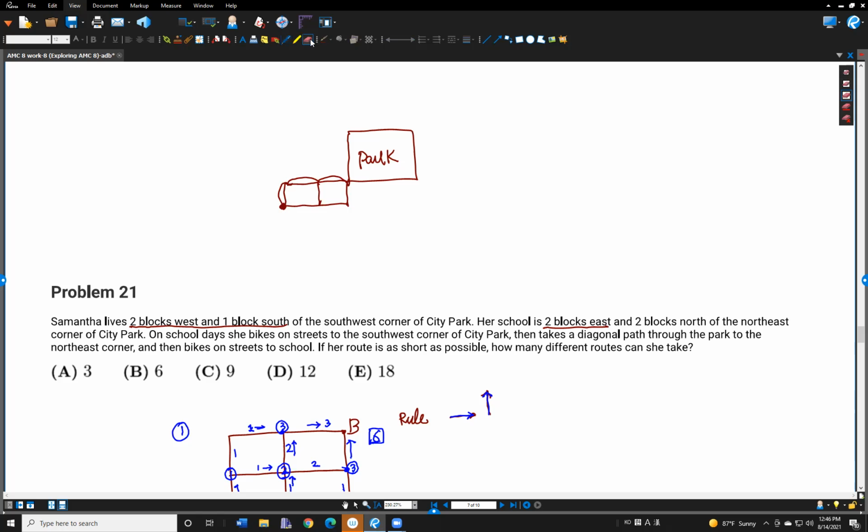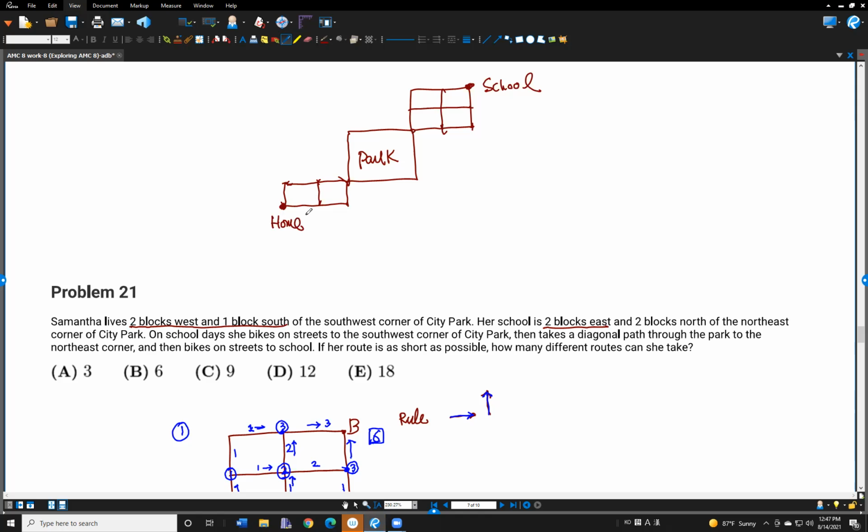Okay, now I'm going to delete this one in case you don't need it. And this is a park. And her school is 2 blocks east and 2 blocks north. 2 blocks east, 2 blocks north. Okay, here is her school, and her home here.